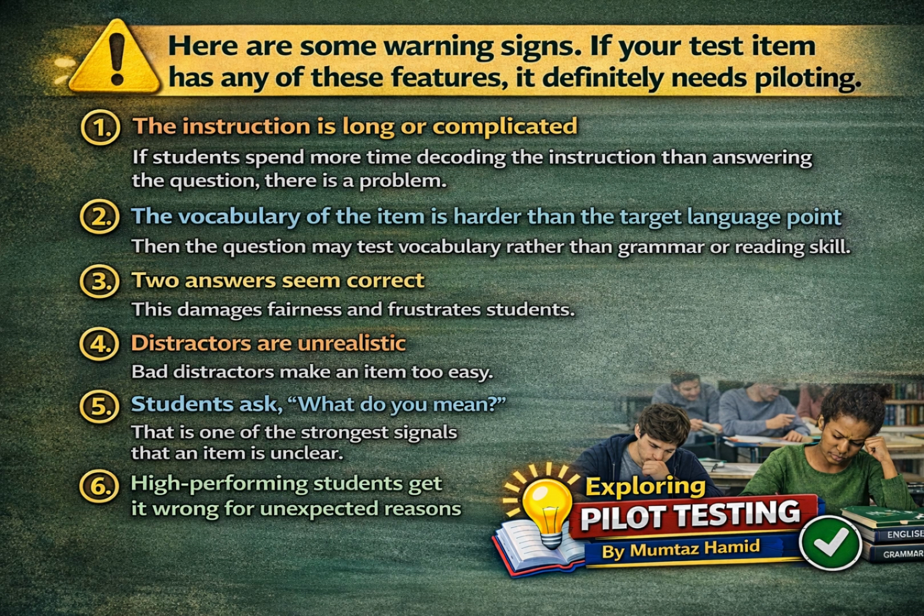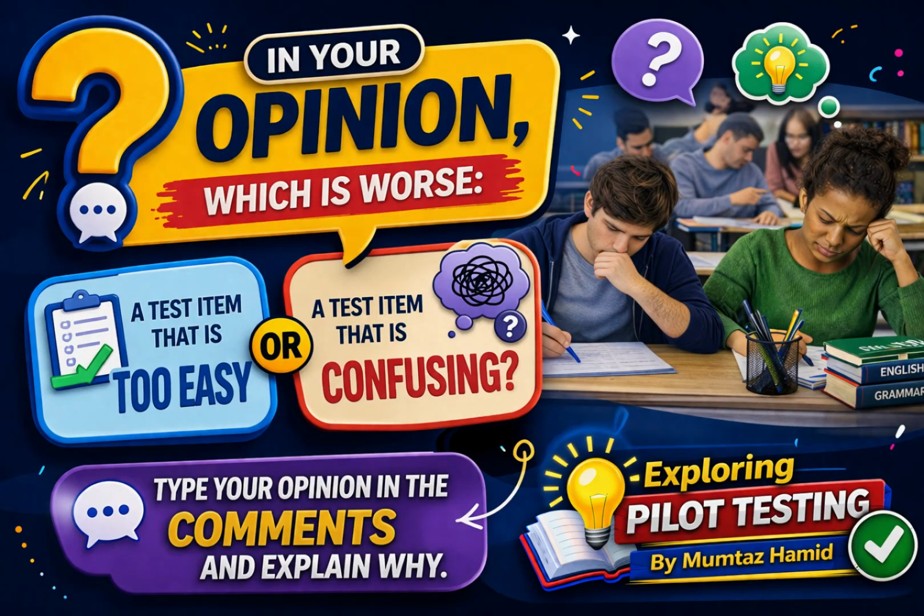3. Two answers seem correct. This damages fairness and frustrates students. 4. Distractors are unrealistic. Bad distractors make an item too easy. 5. Students ask, "What do you mean?" That is one of the strongest signals that an item is unclear. 6. High-performing students get it wrong for unexpected reasons.